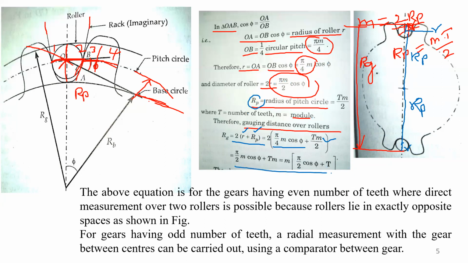So this expression is valid to measure the gauge length over the rollers when we have an even number of teeth on the gear. If we have an odd number of teeth, then we use a comparator for measuring the gauge length over the rollers.